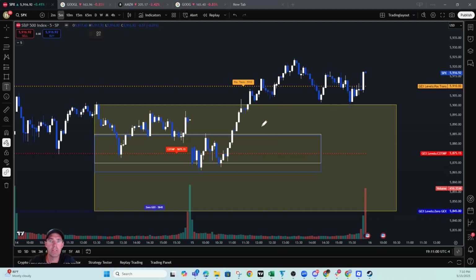We headed into the morning talking about the transitions being very important. If we opened inside the transitions, we were anticipating some choppiness type action until the opening book cleared and the opening range set. We got that quick push up on the 5-minute chart, and we rejected right at the top of that GEX and DEX transition.